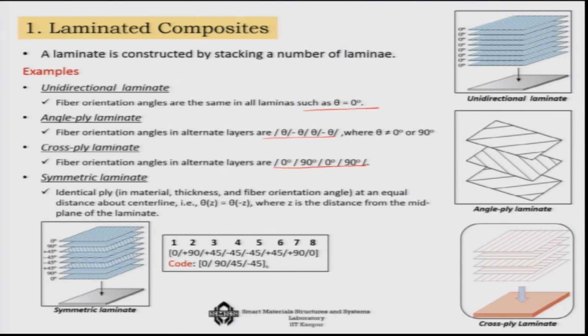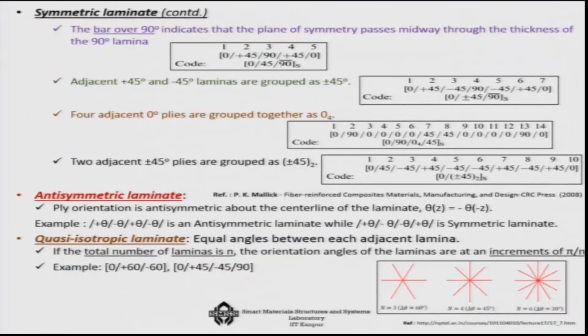Like if you look at this, you have 8 layers: 0, plus 90, plus 45, minus 45, and then again minus 45. So, you have 1, 2, 3, 4 layers here. This is the line of symmetry, then minus 45, plus 45, plus 90, 0, exactly the symmetry. So, you can actually take half of it and put an S to say that this is a symmetric laminated plate. Later on we will show what is the advantage of developing symmetric or asymmetric plates.